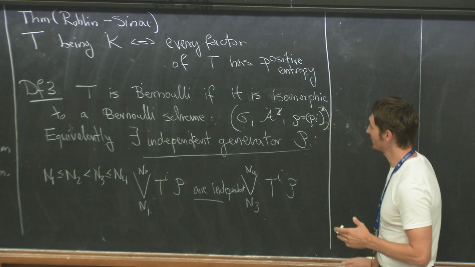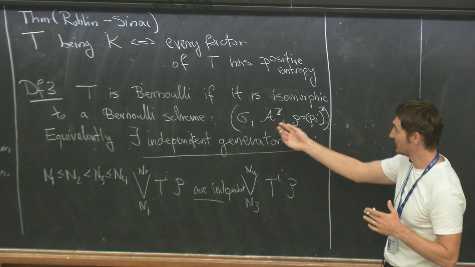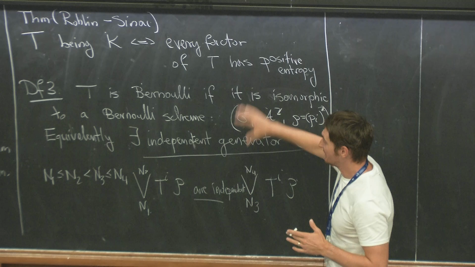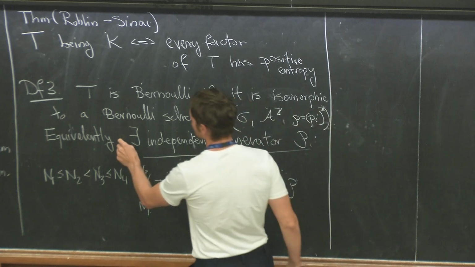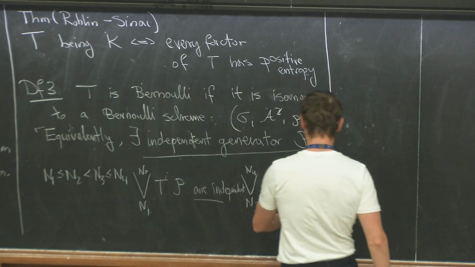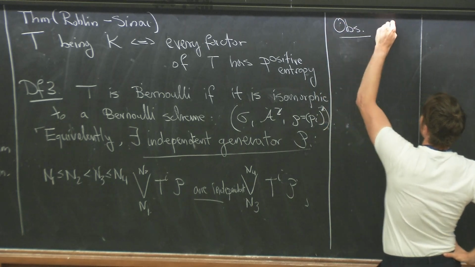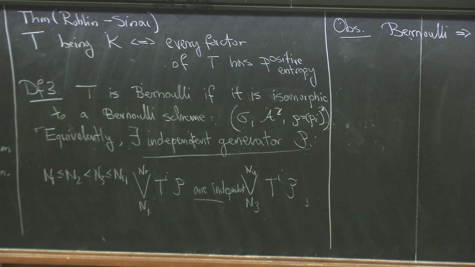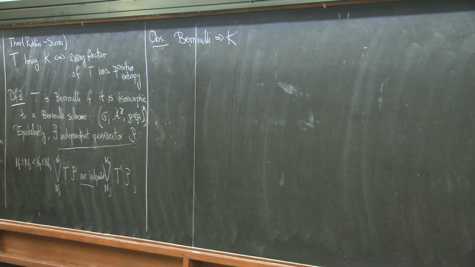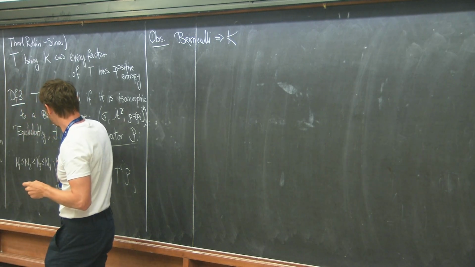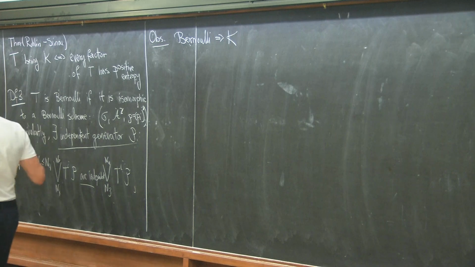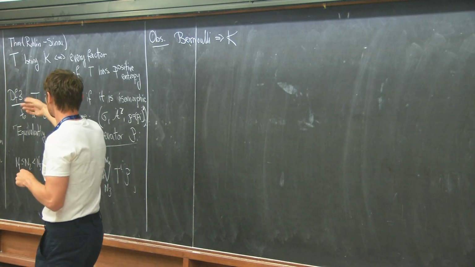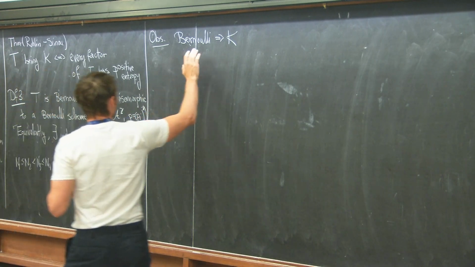For example, for a Bernoulli scheme, the partition you take would be the partition into cylinders on the 0th coordinate. This is an example of an independent generator, and you can push it through an isomorphism, so it's easy to see that these two are the same. An observation is that Bernoulli implies K. The reason is that if P is a generator, you can approximate any measurable set up to an epsilon by a partition like this, and then it becomes independent of the other partition. So it would be 0, but there is an epsilon error from approximating, and that's where the epsilon error comes from. This is the easy direction from the definition.